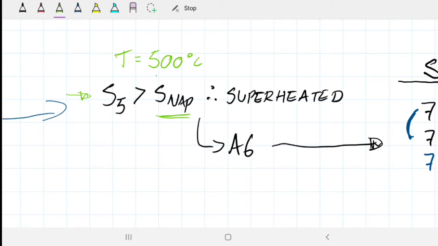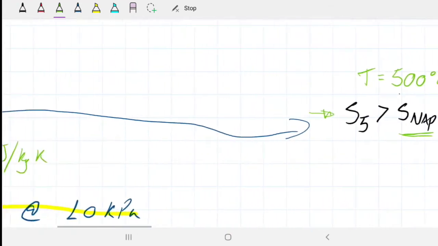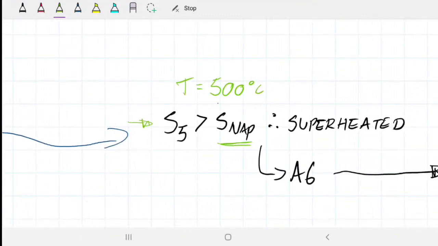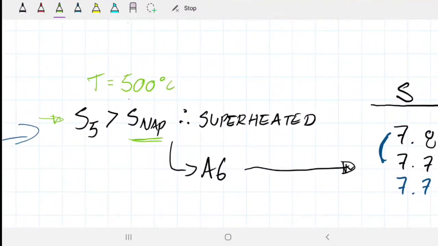And you'll see that our S, which is 7.7738, is greater than the vapor one. So that means it cannot be a mixture, it cannot be saturated vapor, it has to be a superheated state. Okay, so if it's a superheated state, we can look at table A6.